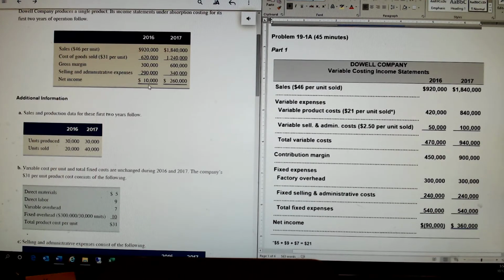Notice there is a difference here. Under absorption costing, we showed 10,000 of net income for the first year. We're showing a 90,000 loss for 2016. So it's just a matter of how we treated the fixed factory overhead. We expensed it in full under variable costing, and we presented it in a different format.